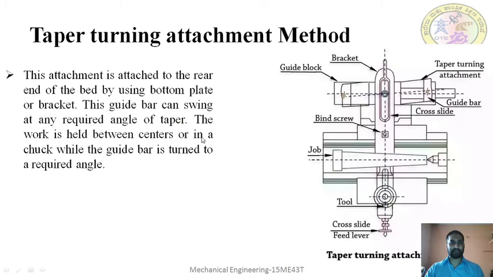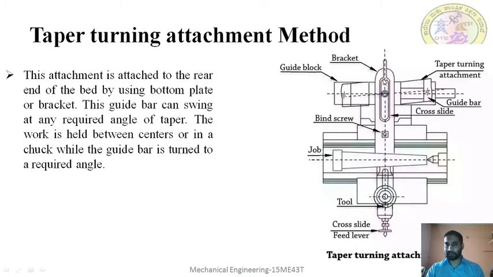The work is held between centers. The guide block is placed at the rear end of the bed using a bottom plate. So here this guide block is placed on the right side of the bed. Here it has a bracket. This bracket is attached to the tool post of the carriage. The cross slide feed is removed now; it will be untouched. The guide bar can be swiveled to the required angle. It has guide ways.